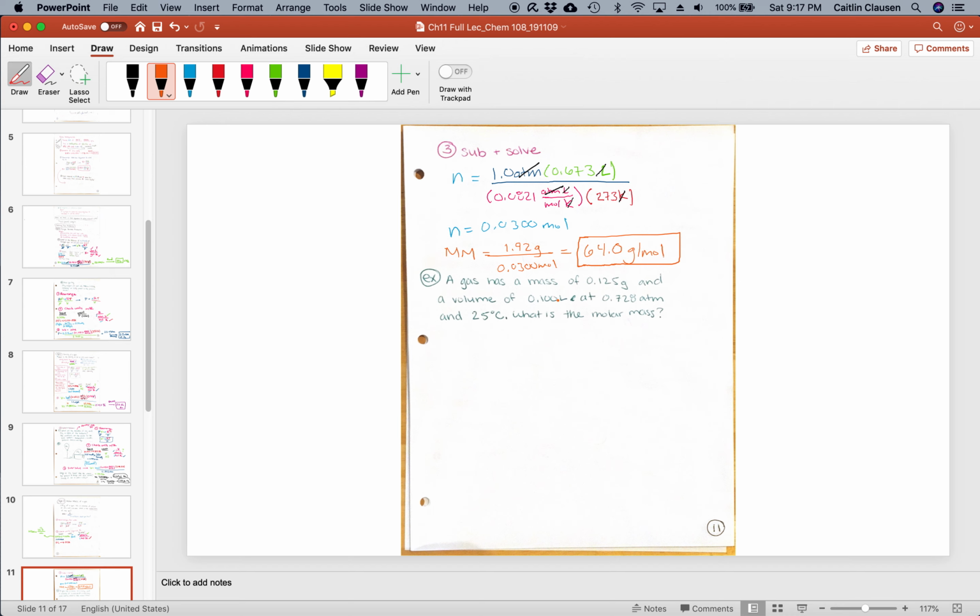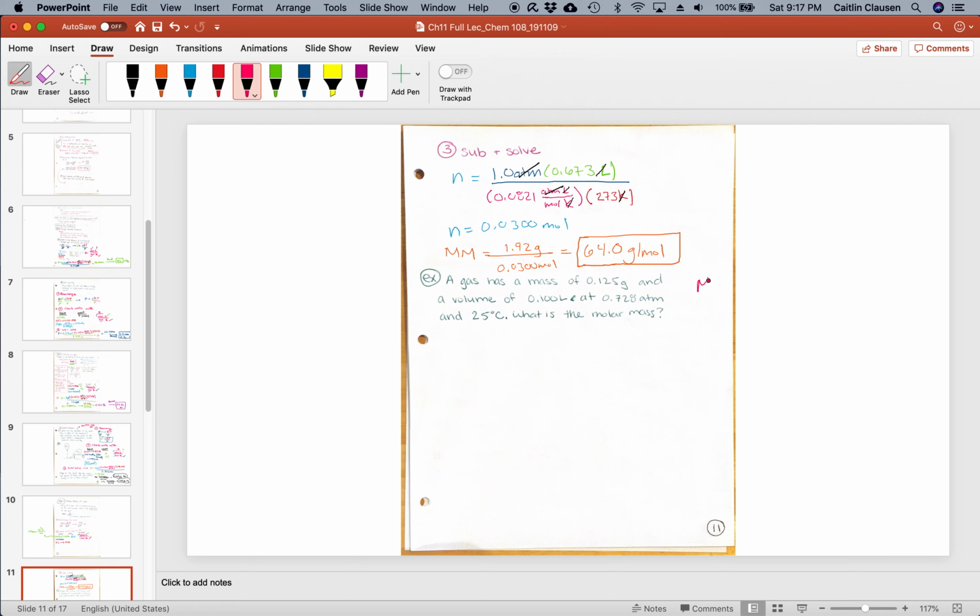So now you can pause the video, try and do this problem, and then you can continue the video, and I will work it out, and you can follow along. So for this problem, a gas has a mass of 0.125 grams and a volume of 0.100 liters at 0.728 atmosphere and 25 degrees Celsius. What is the molar mass?